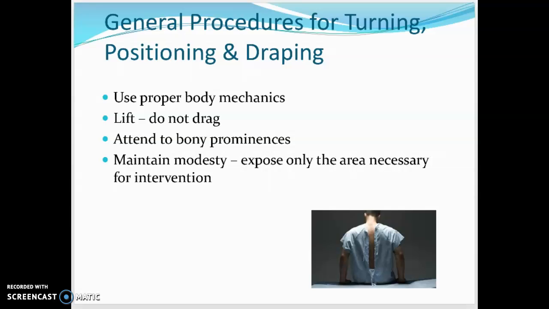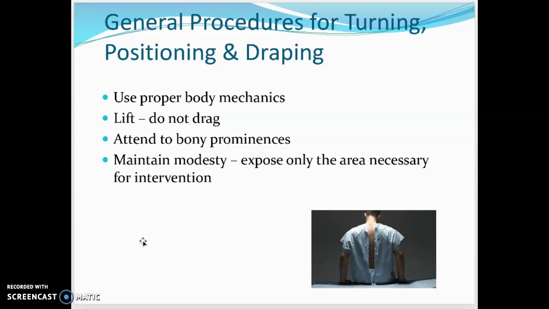We want to be very aware of bony prominences. There will be a slide later in this presentation that shows all the different positions and which bony surfaces are at risk. So we definitely want to be aware of, in different positions, the bony prominences that will be exerting pressure on the skin and therefore potentially putting the skin at risk.